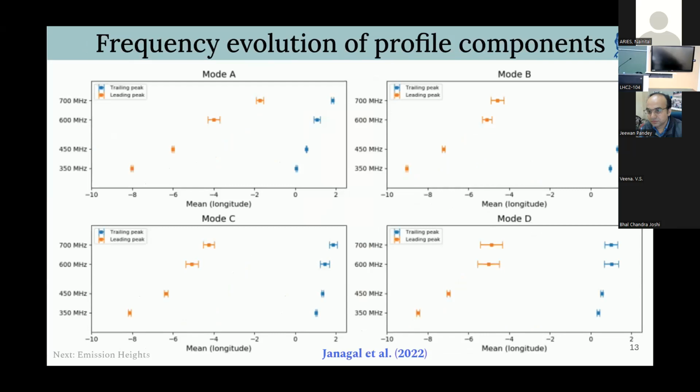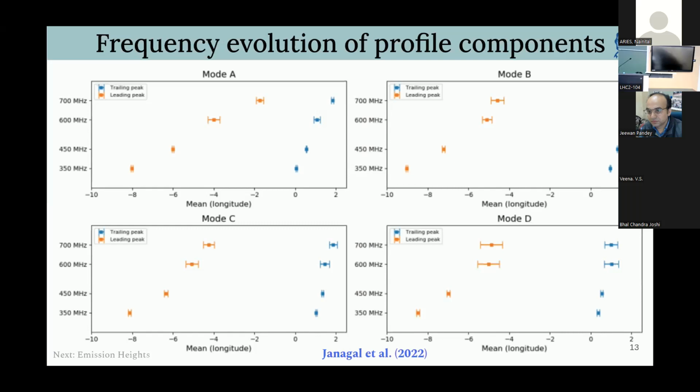So because we have this wide bandwidth of 200 megahertz, we could divide our data into smaller bandwidths without having to compromise the signal to noise ratio. Therefore, we finally had 4 observing frequencies: 350 megahertz, 450 megahertz, 600 megahertz, and 700 megahertz, each with a bandwidth of 100 megahertz. Then we did the same bimodal Gaussian fitting like that I showed in the last slide for all the 4 modes and noticed some kind of evolution for each component with frequency.